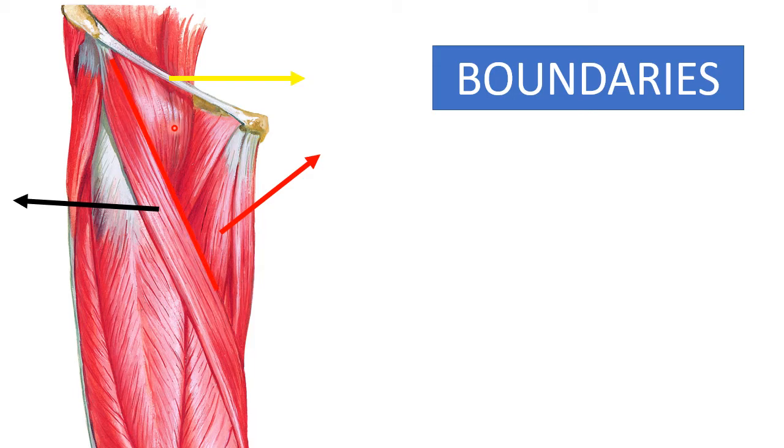So here you can see the lateral border of the femoral triangle, which is formed by the medial border of sartorius, and here you can identify the medial border, formed by the medial border of adductor longus, and this is the base, formed by the inguinal ligament. The apex is projecting down, where the medial and lateral boundaries meet each other.